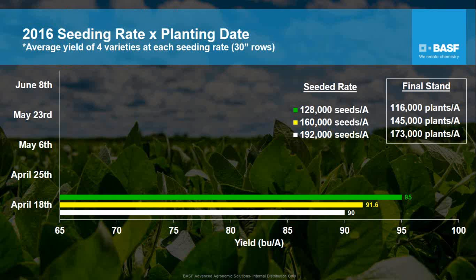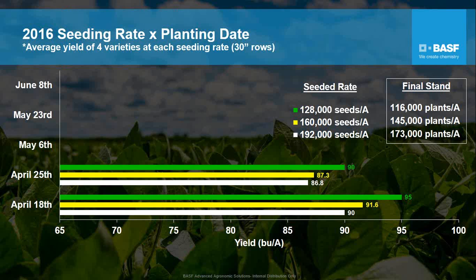And again, I think this is important to remember, in that it may be backwards to what we think, but our earlier planting dates, those plants are going to compete with each other longer. They're going to put on more nodes. And so if you've got too many plants there, they compete with each other, create spindly plants, and they start to lodge. And there's some real benefit, we've seen this year after year, to actually lower seeding rates at our earlier planting dates. You see the same thing on April 25th.